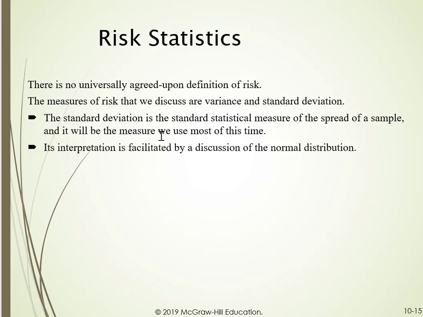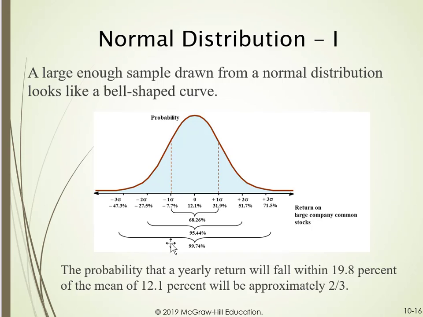We're also going to be able to use these statistics for a variety of other measures to help us understand the relationship between risk and return. So again, here is our normal distribution. As you can see, it is divided into pieces. These are standard deviations, and they are equal segments moving away from the mean. The probability that a yearly return is going to fall within 19.8% of the mean is about two-thirds.